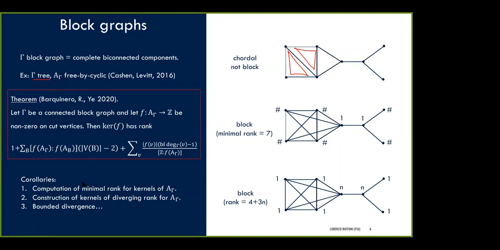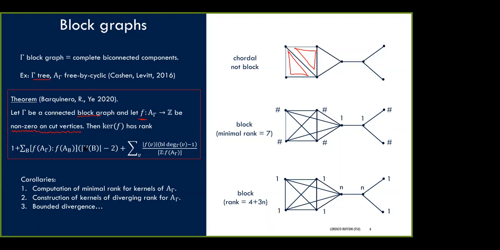So to apply our previous theorem to this situation and re-understand what the various building blocks look like, we can actually compute the rank of the kernel. Here in this statement, I have a block graph and a map to Z. The condition is that this map should be non-zero on the cut vertices. That is to make sure that the kernel is finitely generated, so it makes sense to compute the rank.